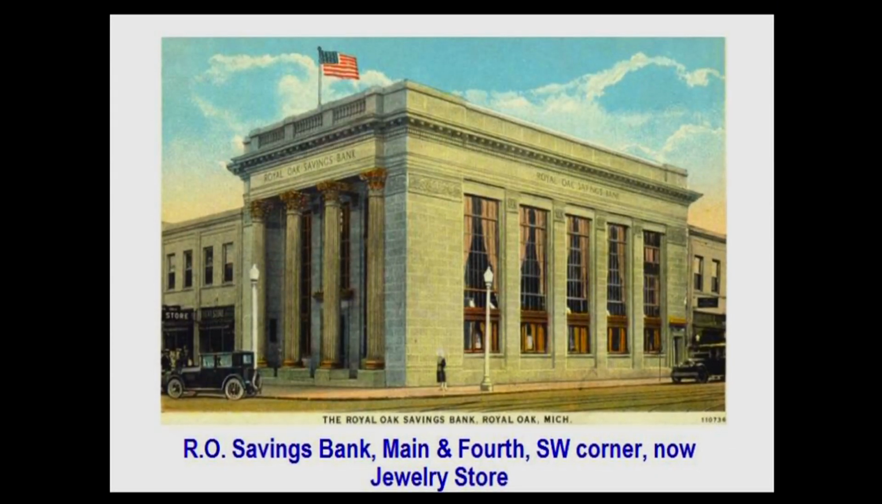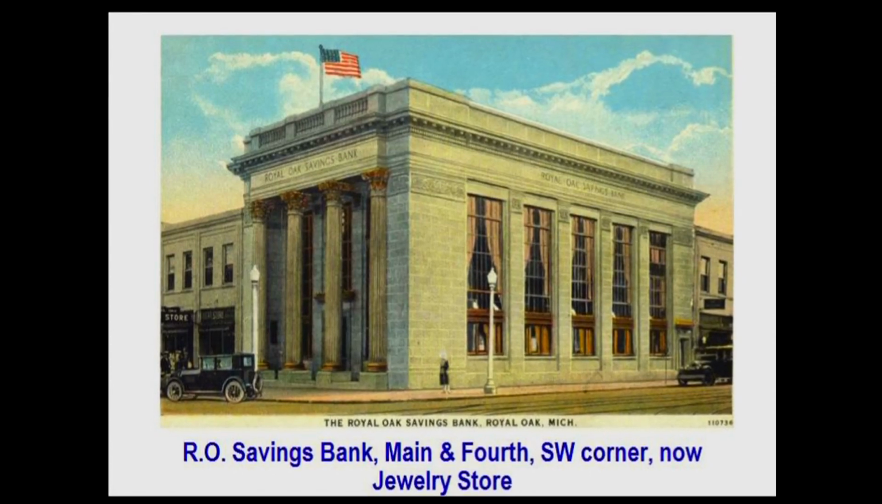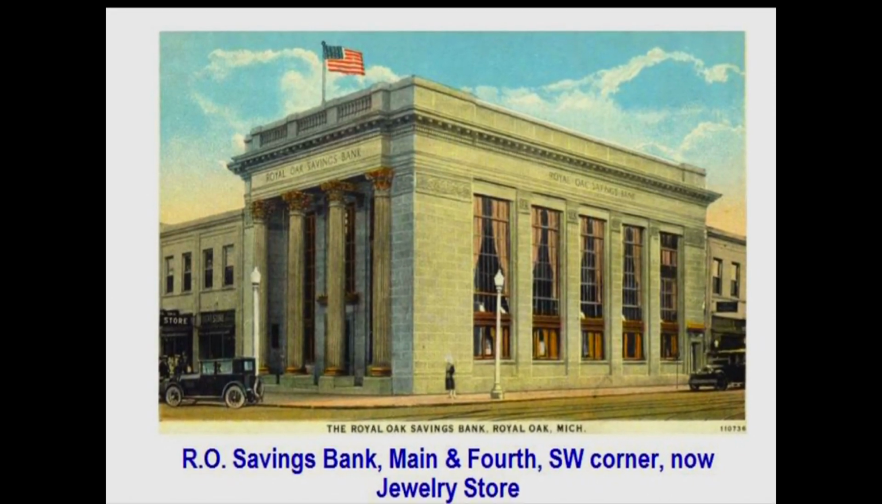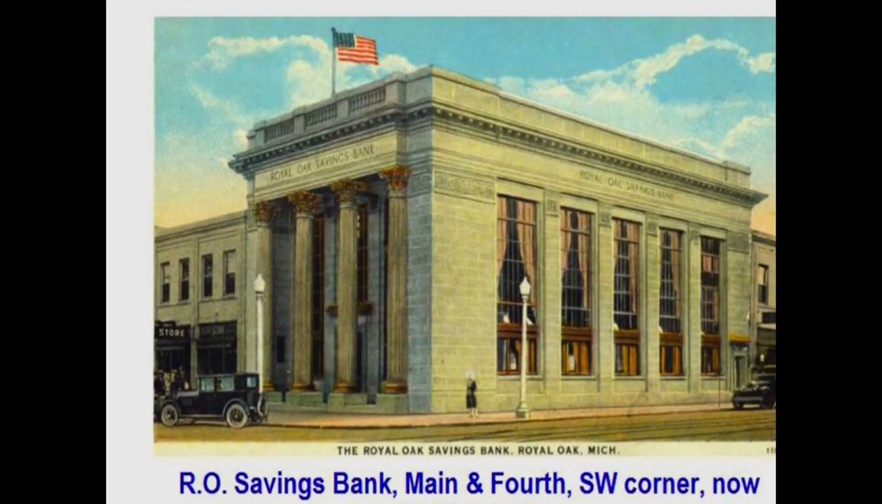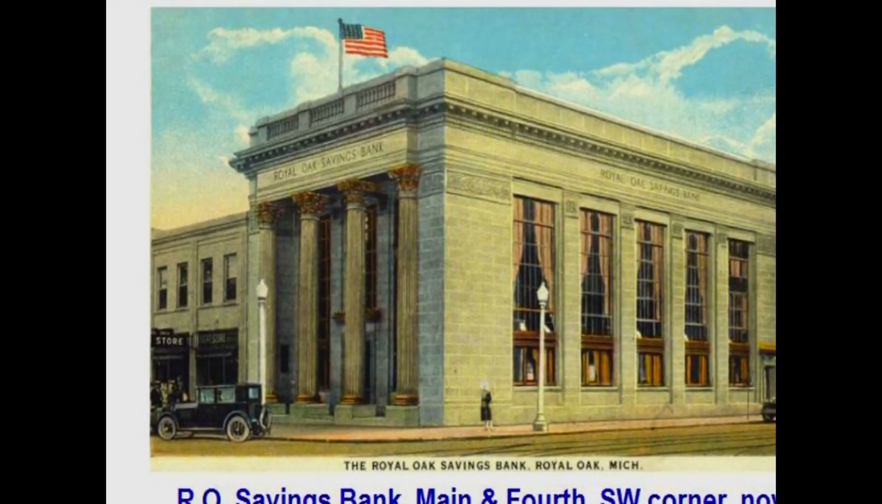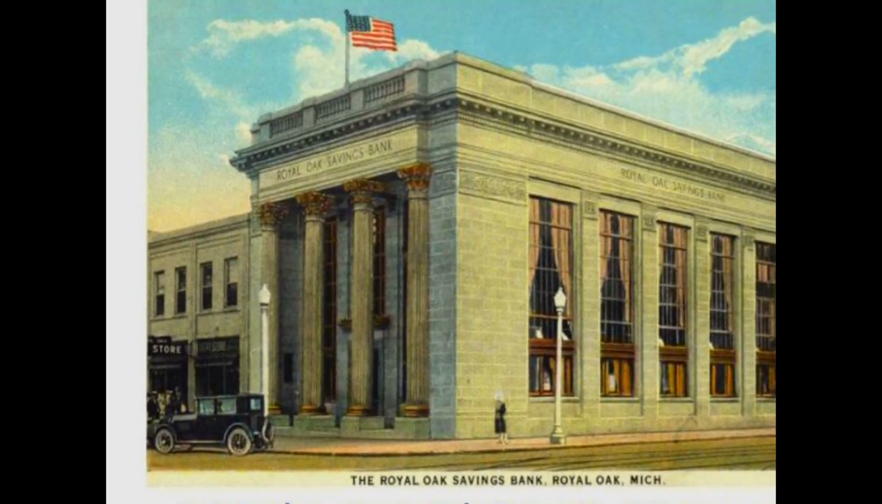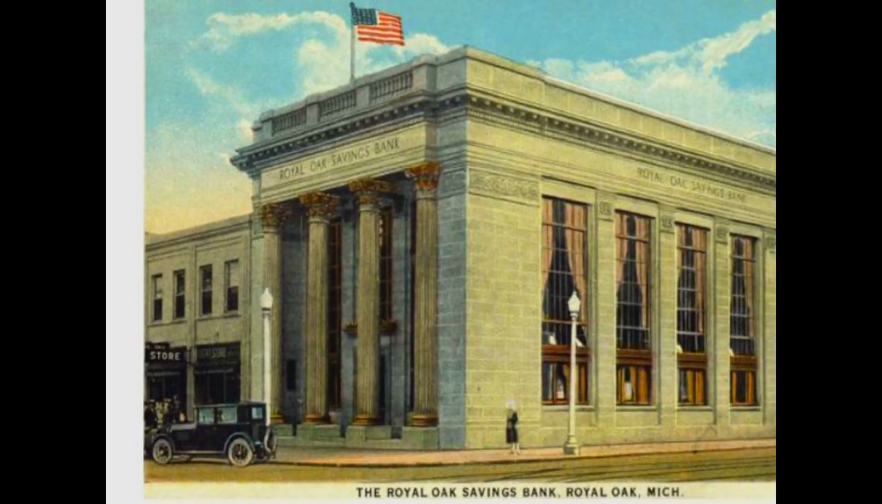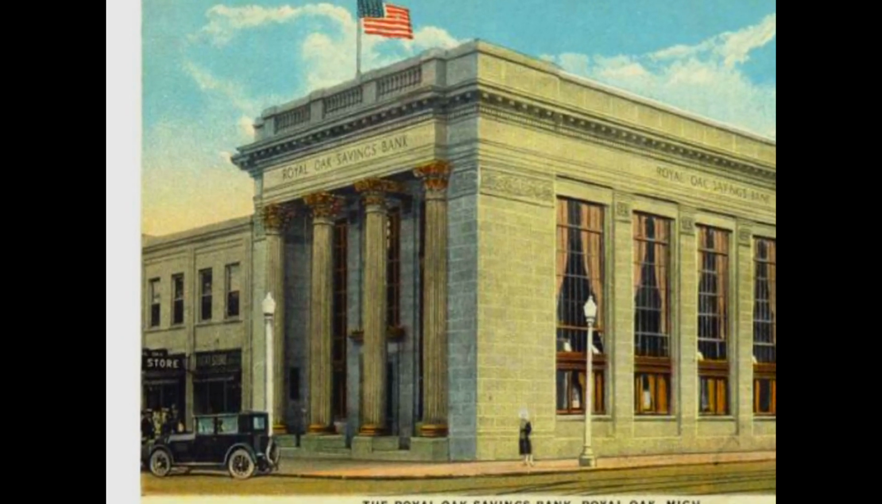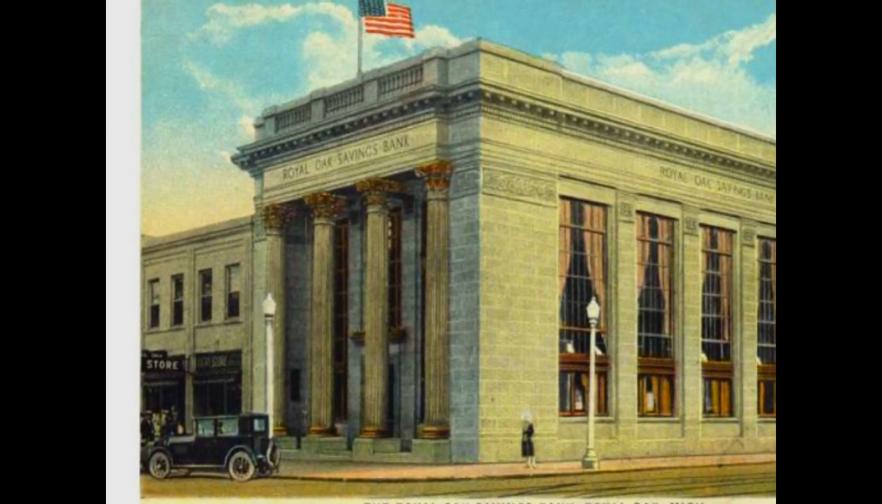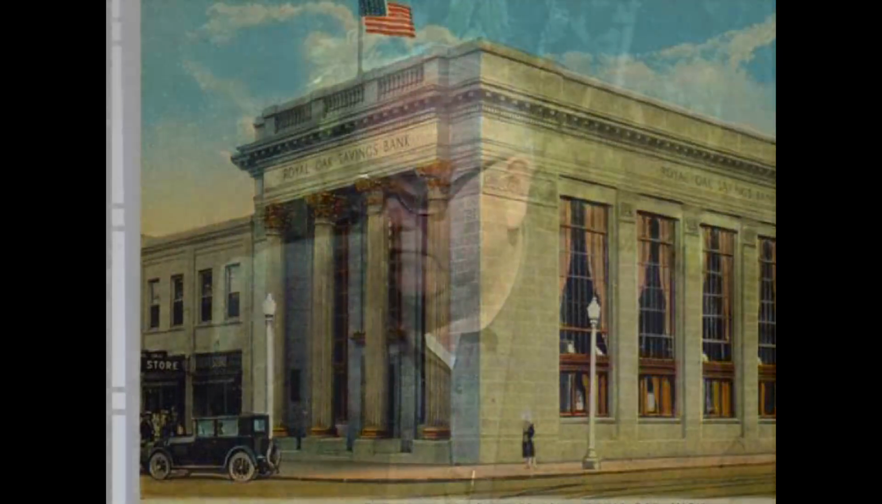This is from a postcard of this bank, the Royal Oak Savings Bank that I mentioned a few moments ago, that's on the southwest corner of 4th and Main Street. This bank building was saved. Of course, the buildings to the south of it, where the Masonic Temple was located, have been lost. And there's a large high-rise loft building there now. But the bank building with the columns and so on has been saved, fortunately. And now on the first floor houses a jewelry store.